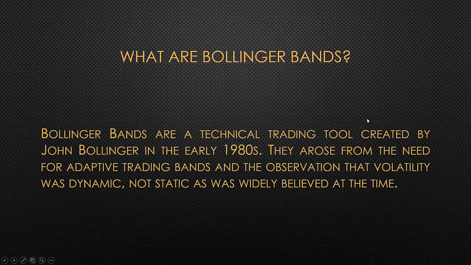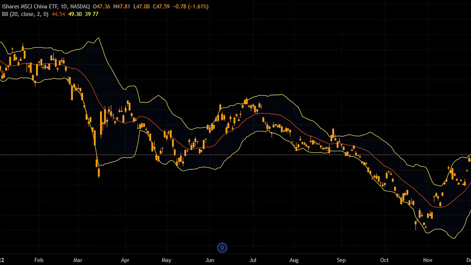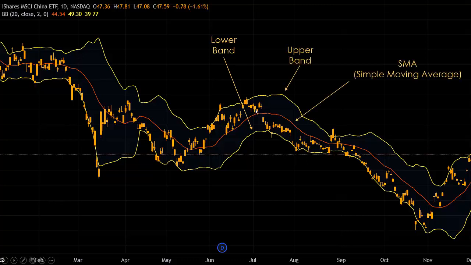Well, from a historic point of view, Bollinger Bands are a trading tool that the homonymous John Bollinger came up with after his realization in the 80s that market volatility was dynamic and not static as it was believed at the time. If we dive into a chart view, we can plot the Bollinger Bands directly on the price action, and they look like this: three lines that follow the movement of the price. The indicator is composed of three main elements: a lower band, an upper band, and a middle line that represents another indicator, which is called the moving average or simple moving average.